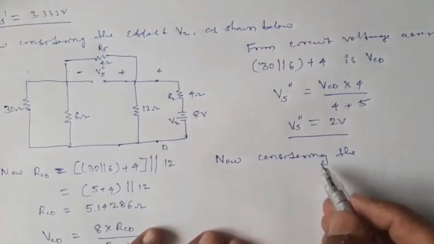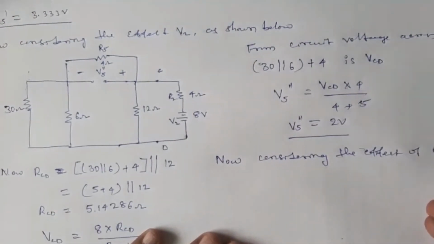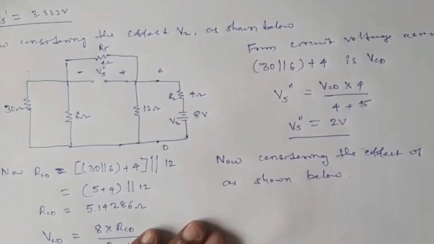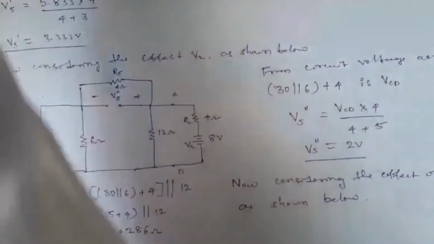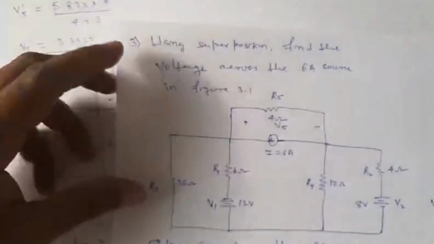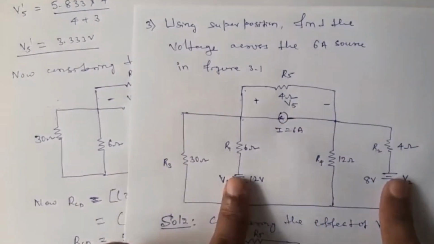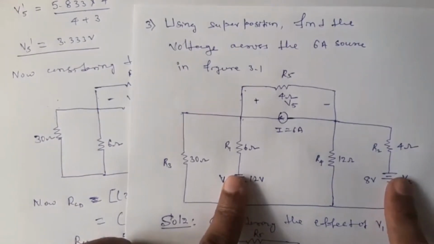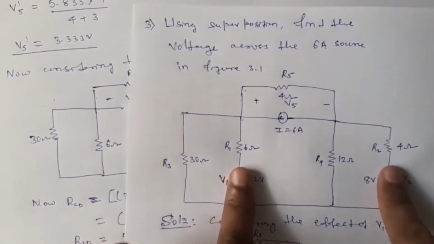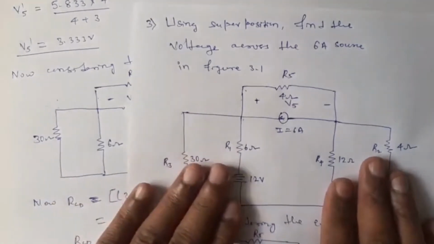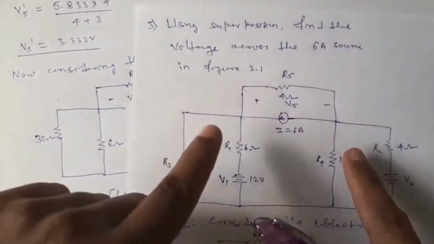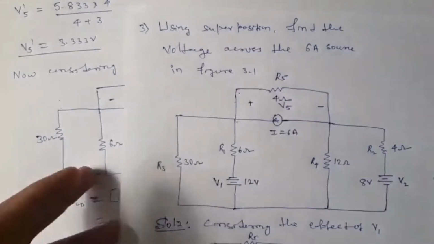Now considering the effect of the 6 ampere source as shown below. So now dear students, if you take this, see, this is our 6 ampere source. We should consider only this, and this should be short circuit. This analysis is very simple, because if we short circuit, these two are in parallel, these two are in parallel, and this is something like a pi network. Okay, so we'll see this.